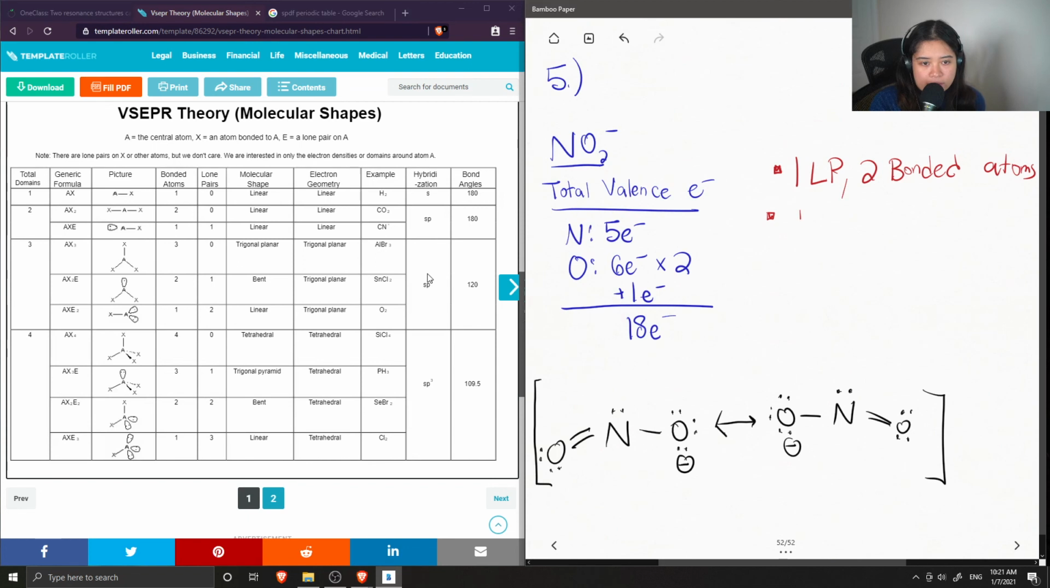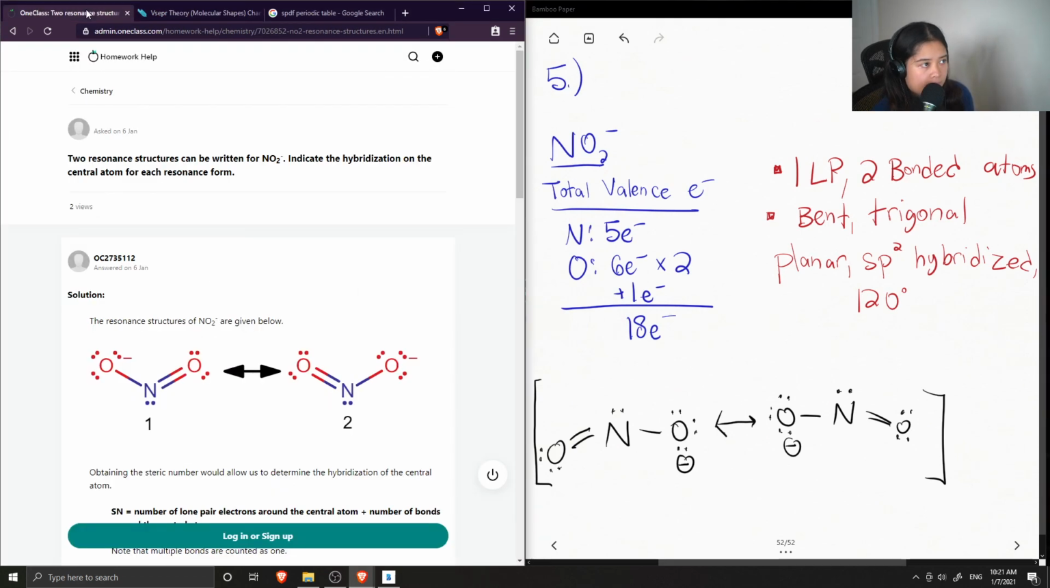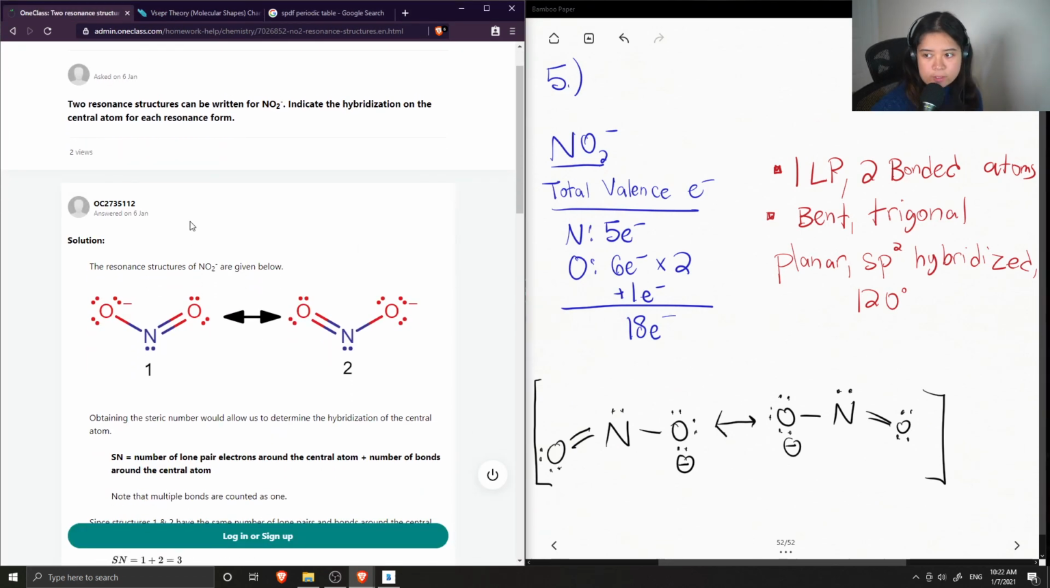So I'll just write that down. Bent, trigonal planar, and sp2 hybridization. So the bond angles are 120 degrees. Okay, so let's see what the junior tutor said.